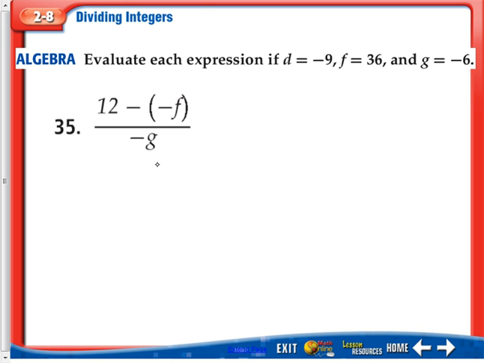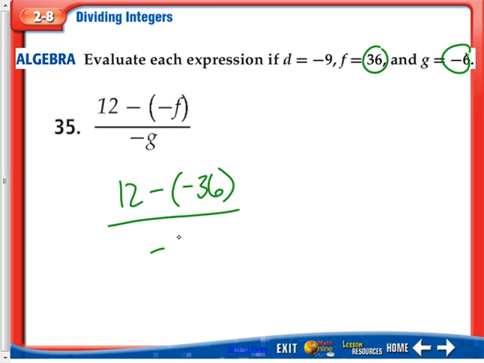All right, I'll copy this one down as well. We'll do 12 minus negative. Now you have your f. Your f is 36, so we're going to put 36 right there. All right, and we're going to divide by negative, and g is actually negative 6. We're actually going to put the negative 6 inside parentheses because it actually says negative g. Okay, so negative, and g is negative 6.